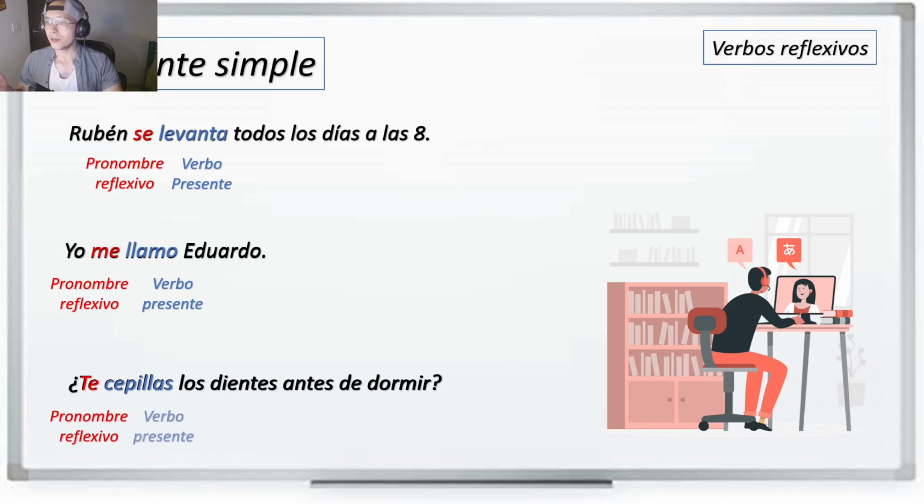Let's take a look at this question. ¿Te cepillas los dientes antes de dormir? One more time. ¿Te cepillas los dientes antes de dormir? Do you brush your teeth before going to sleep? So again, we have te, the reflexive pronoun, and cepillas, the verb in simple present, to brush. So let's repeat again. Se levanta, me llamo, te cepillas. So this will be the conjugation of the reflexive verbs in simple present.